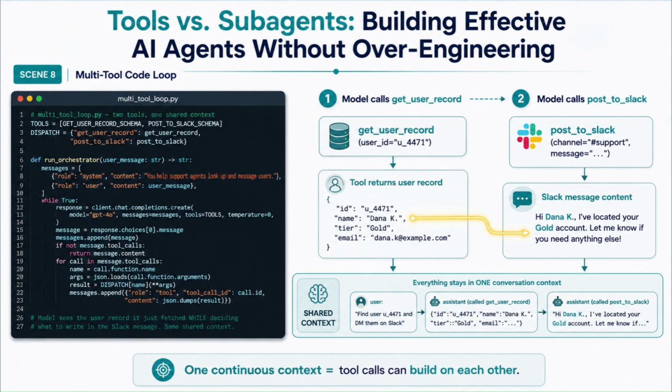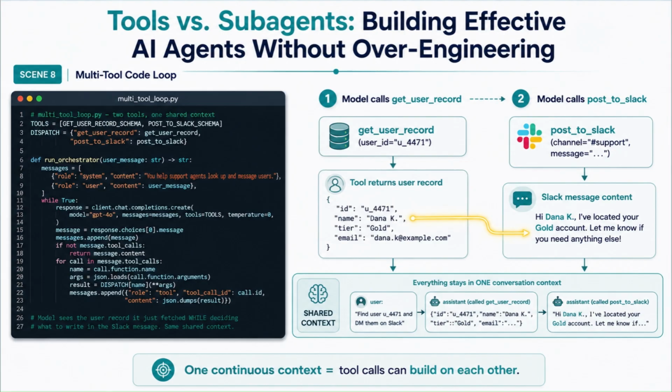Let's see a complete tool calling loop handling two different tools at once, because real production agents rarely use just one. On screen, a tools list defining both get_user_record and a second tool, post_to_Slack, each with its own typed schema. Below that, a dispatch dictionary maps each tool name directly to its Python implementation, a simple and genuinely reusable pattern worth keeping. The orchestrating loop calls the model, checks whether it requested any tool calls, and if so, executes each one, first querying the database for the user record, then posting a formatted message to Slack using data from that first result, appending every result straight back into the same shared conversation before calling the model again.